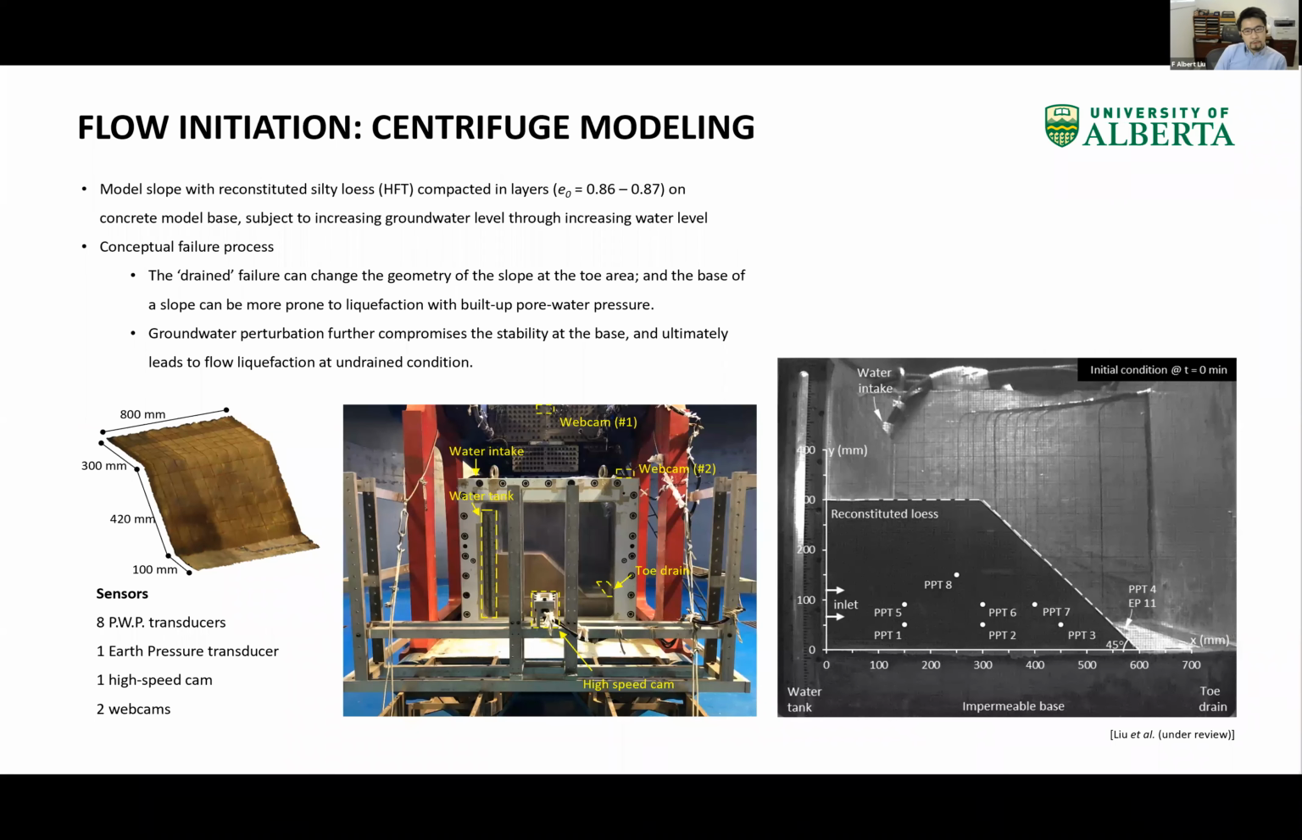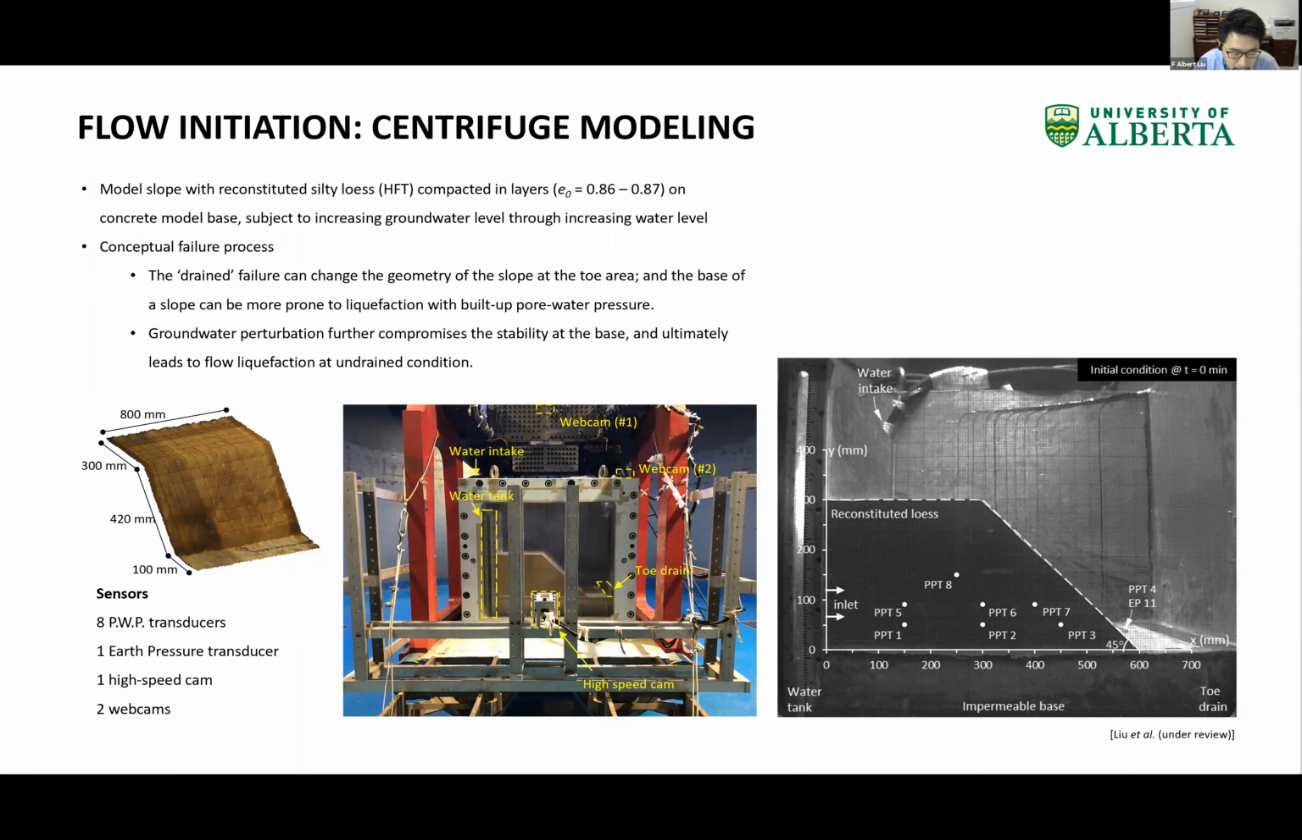Now, for the centrifuge modeling, this is what we want to use to study the slope deformation process and also the failure mechanism of loess flow slide. In this model, we use the reconstituted silty loess. The reason we didn't use intact is because, first, if you want to place sensors inside your slope, you have to essentially destroy your sample.